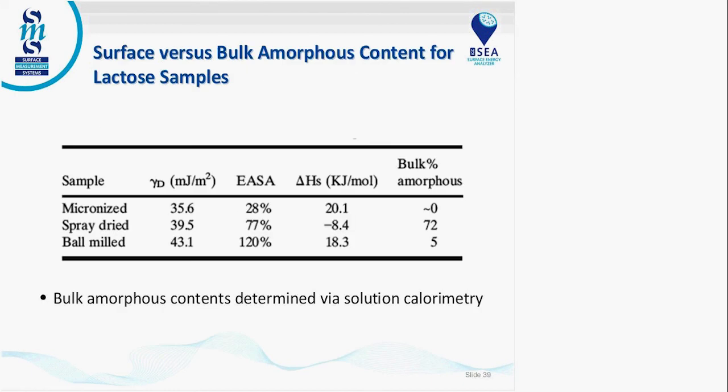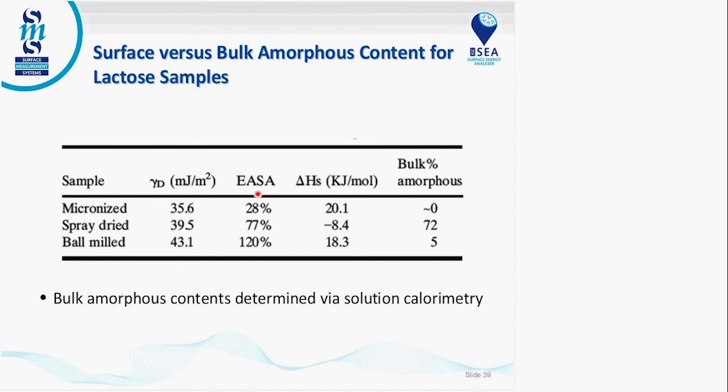And again, what we can do is take some quote-unquote unknown samples. We took a micronized lactose, a spray-dried lactose, and a ball-milled lactose, measured the dispersive surface energy, and calculated the effective amorphous surface. This says it was 28%, 77%, 120%. I'll get to why that's above 100. And then we measured the bulk amorphous content by solution calorimetry.